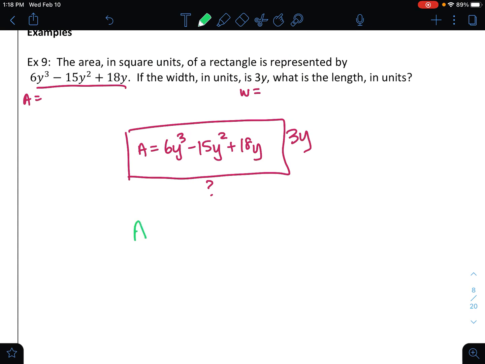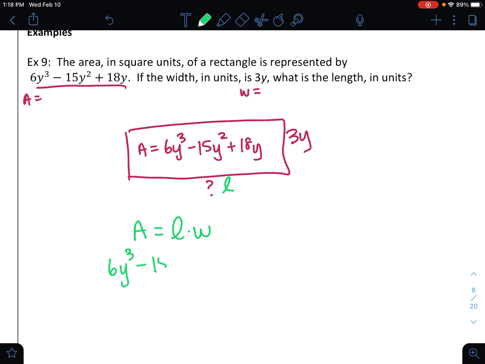Okay, there are a couple of ways to do this. So I know that the area of a rectangle is length times width. So I could look at this and say, we'll just call this L. If I need the L, I can solve this equation for L if I want, or I could go ahead and plug in. So let me go ahead and plug in, and we'll talk about a couple of methods.